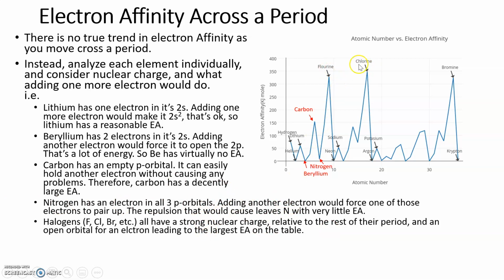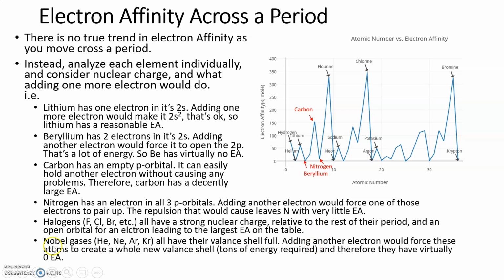Halogens, that's fluorine, chlorine, and bromine. You can see they have the highest electron affinities, and that's because they have that empty spot. They can hold one more electron. On the other hand, noble gases, helium, neon, argon, krypton, they have the lowest electron affinities. They're down at the bottom, all of them. The reason for that, they have a full outer shell. They're completely filled up, a full octet.